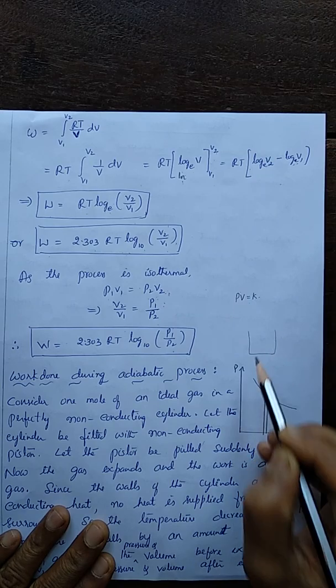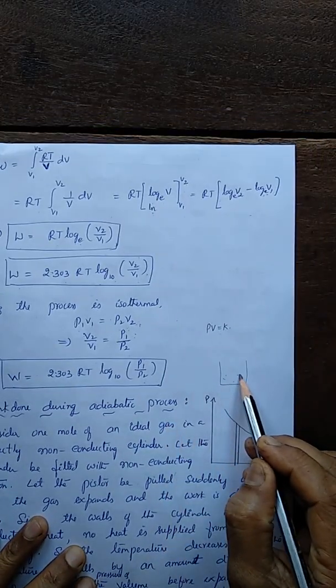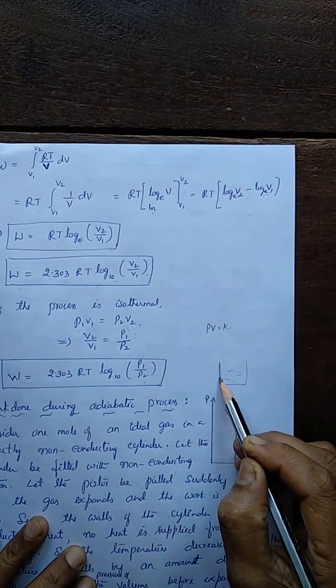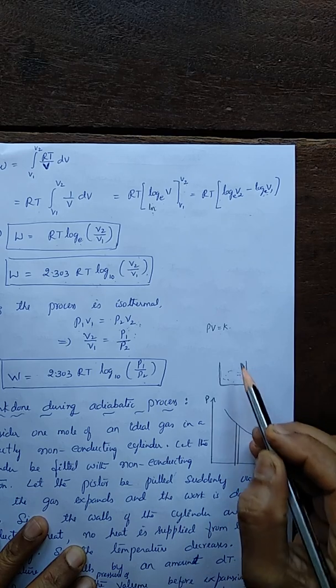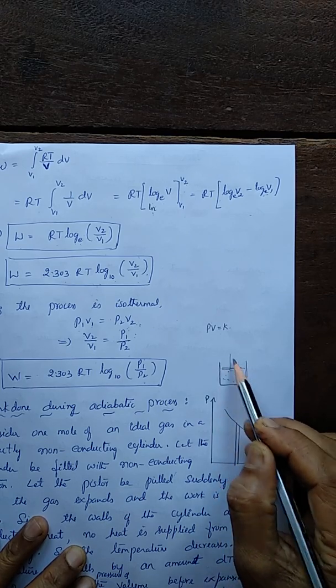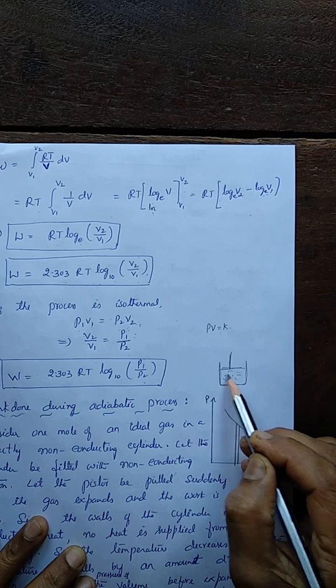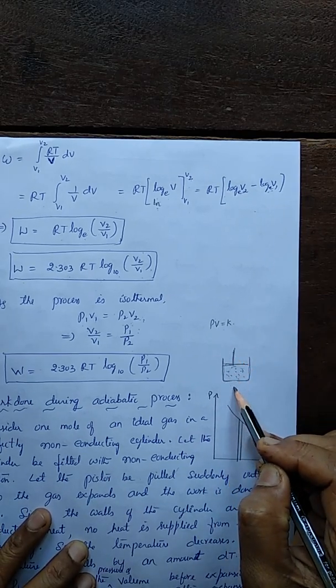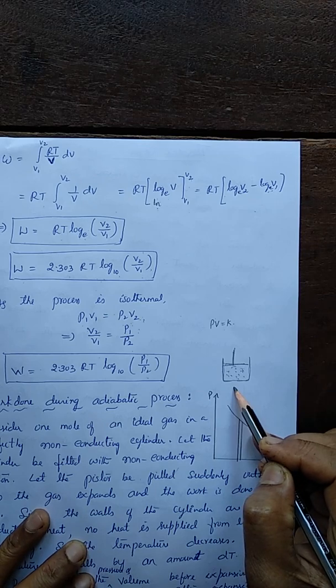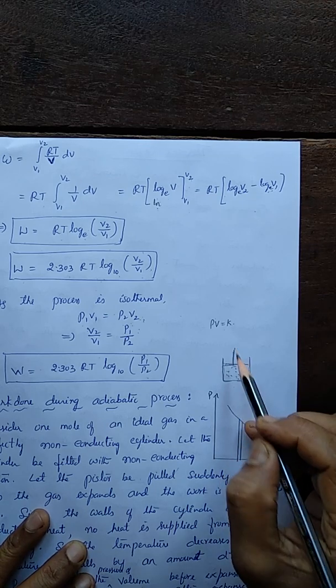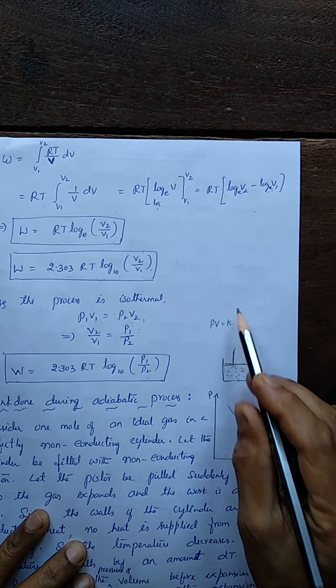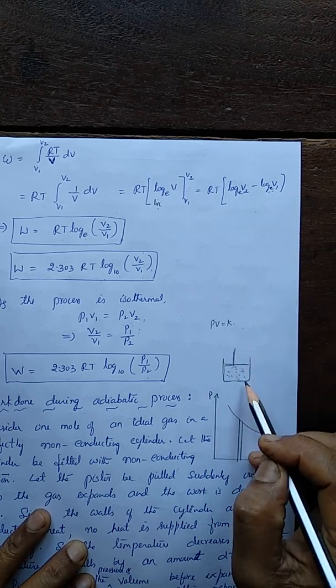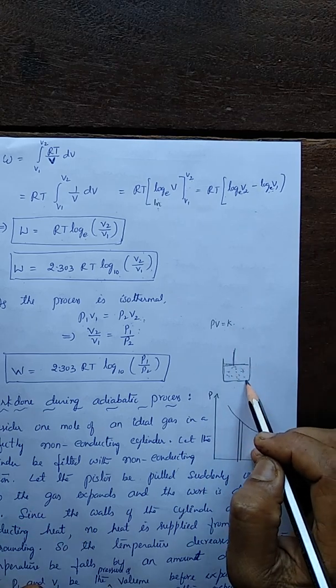This is the cylinder, not the piston. This is a cylinder fitted with a piston. This is a piston. This cylinder is filled with the gas. Now, suddenly pushing it down is nothing but sudden compression of the gas. Suddenly moving it outside is sudden expansion of the gas. These are examples for an adiabatic process.